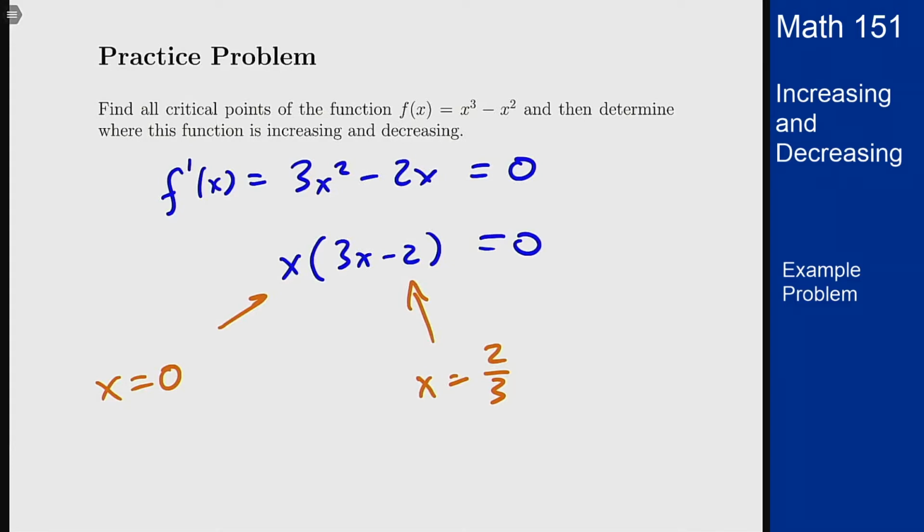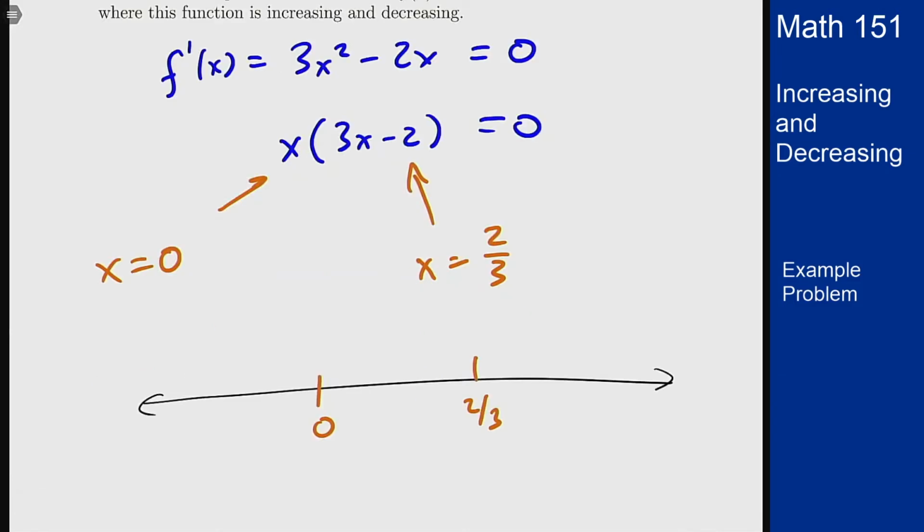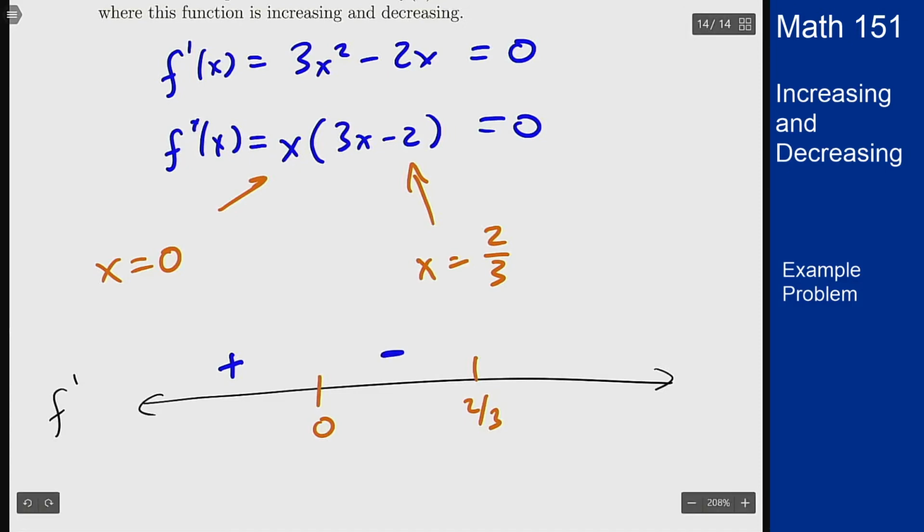I can then draw a number line for this. And I want to look at plugging things into the derivative, which I'm going to use this factored form here for. So if I plug in -1 to the factored form, I get -1 times (-3 minus 2), which is -5. That's going to be a +5. So I'm going to get a positive number over here. If I plug in 1/2, I will get 1/2 times (3/2 minus 2), which is plus times minus, a negative sign. And if I plug in 1, I get 1 times 1, which is a positive number.